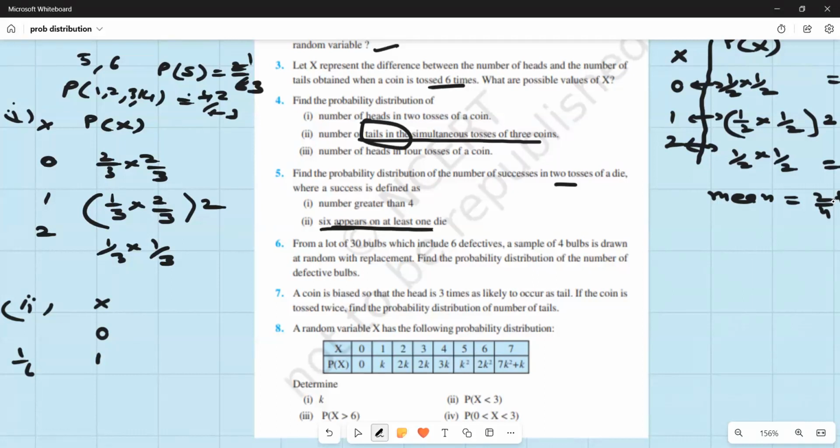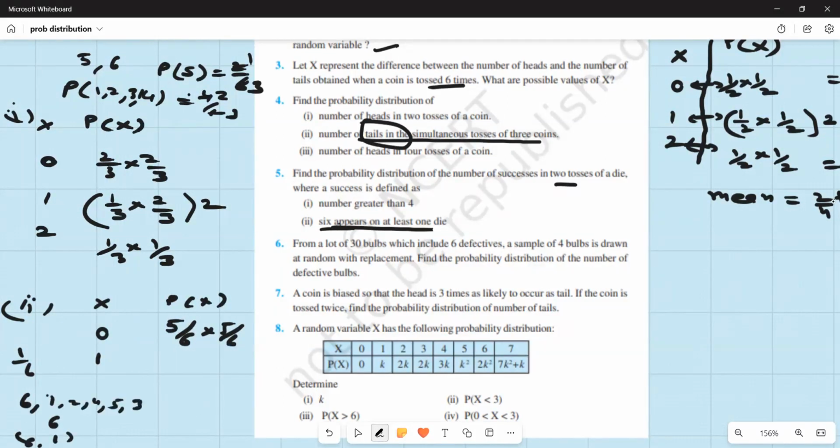If no 6 is there, then P(X) will be 5 by 6 into 5 by 6, because no 6 is there. And how many cases when 6 is there? At least one. Either it will come here or it will come here or at both places. So what will be the chances? Count. 1 by 6, 2 by 6, 3 by 6, 4 by 6, 5 by 6. Right? 10 cases for this: 6,1; 6,2; 6,3; 6,4; 6,5.